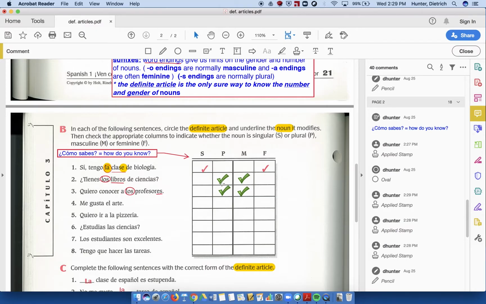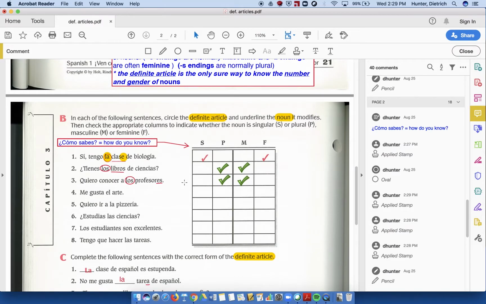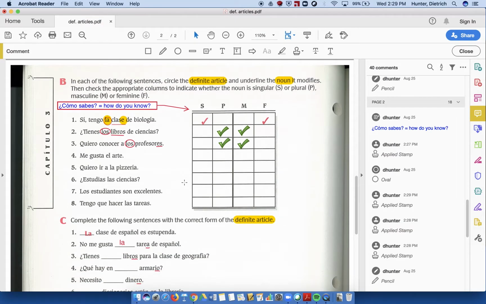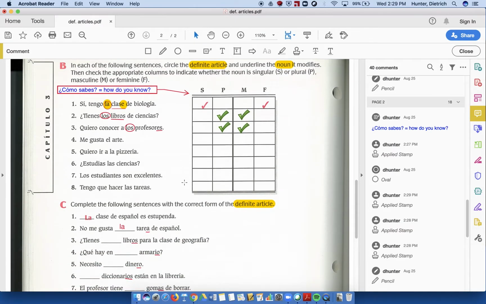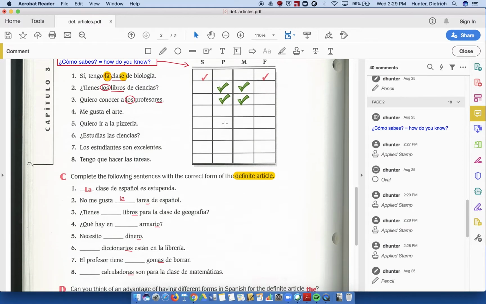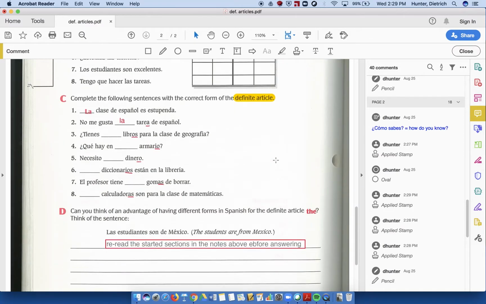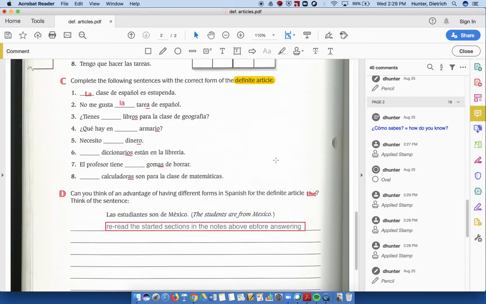Go ahead and finish the rest of that practice according to the directions, remembering to do the cómo sabes section, checking the boxes to confirm how you know. All right? We want to make sure we make our learning and our thinking visible. So again, complete each part of the practice, both the underlines and circles here, as well as the check boxes for number and gender.